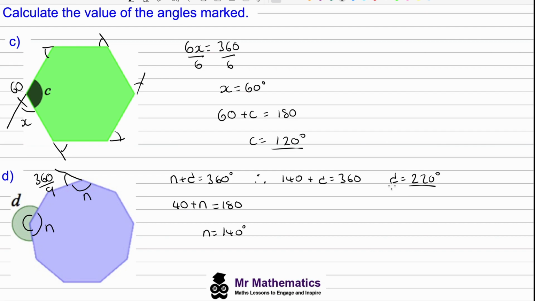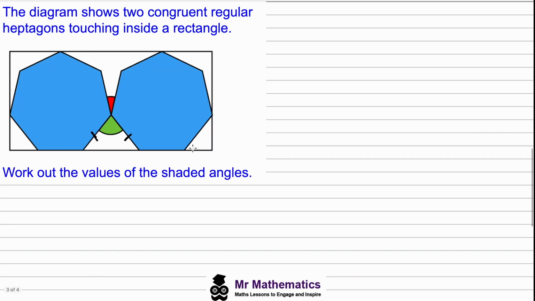In our next question, we're going to combine together multiple angle properties. Okay, so here we've got a problem-solving type question. We've been told that the diagram shows two congruent regular heptagons touching inside a rectangle. We've been asked to work out the values of the shaded angles, so this green angle here and this red one here. So do you want to try this question yourself? You can pause the video, and when you come back, we'll go through the worked solution.